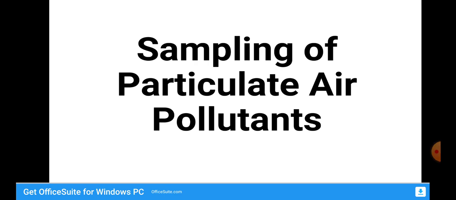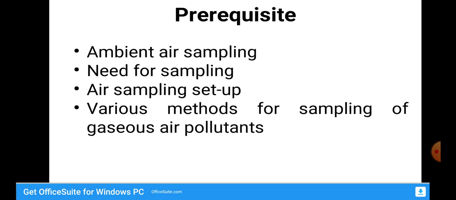Today we will discuss about sampling of particulate air pollutants. How solid particles or particulates can be sampled. In previous lecture, we have seen a number of topics: ambient air sampling, need for sampling, air sampling setup, and different methods for sampling of gaseous air pollutants. Today we will discuss about sampling of particulate air pollutants.